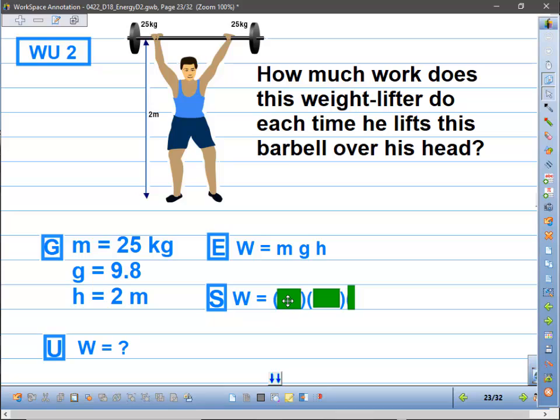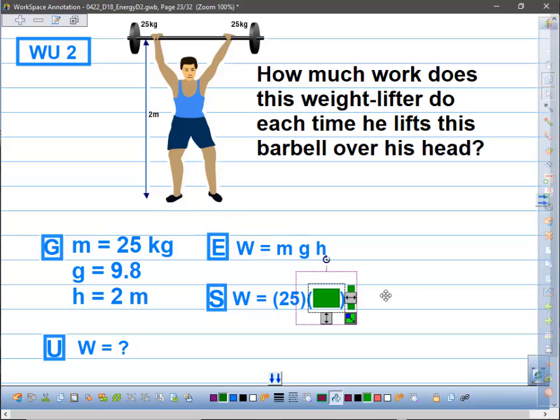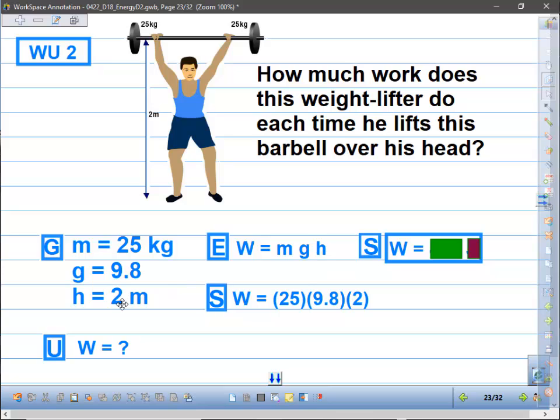So what goes right here in the first green box? 25 kilograms, because mass is 25, mass goes first. What goes right here? 9.8, because little g is 9.8. And then finally, what goes right here? It's 2, because the height it lifted was 2. Now you got substitute done, and now you just plug in your equation and solve.